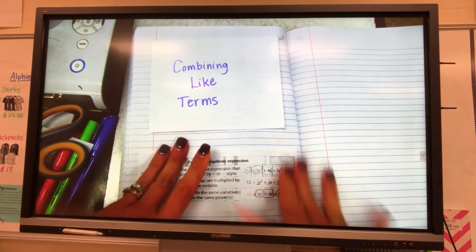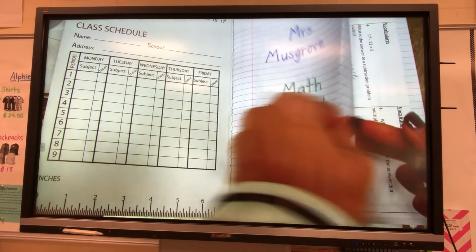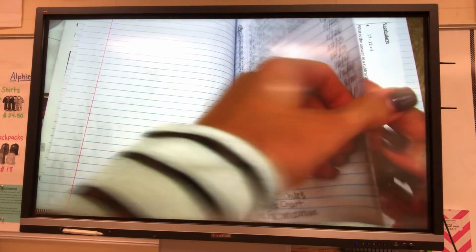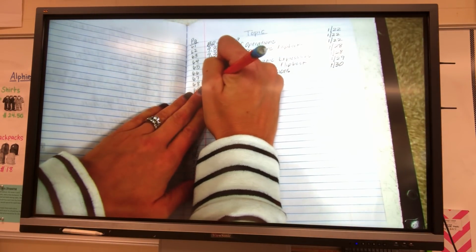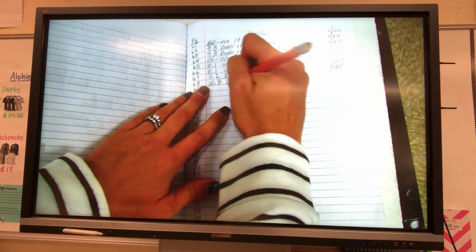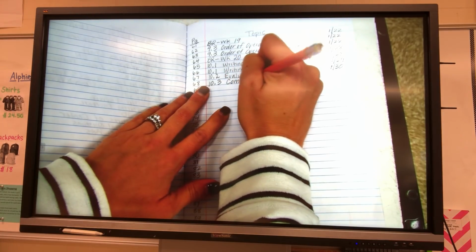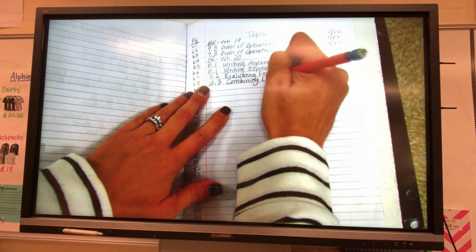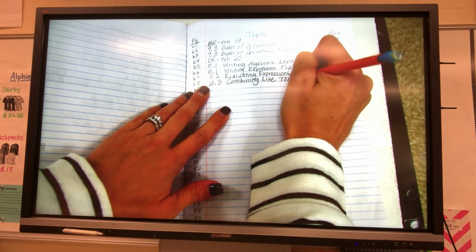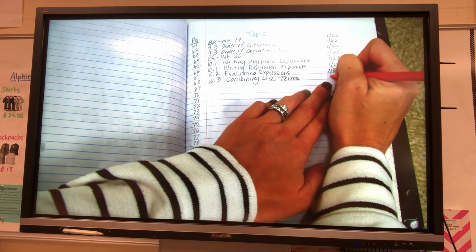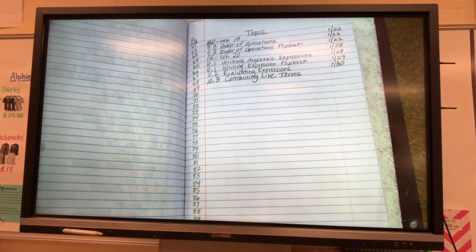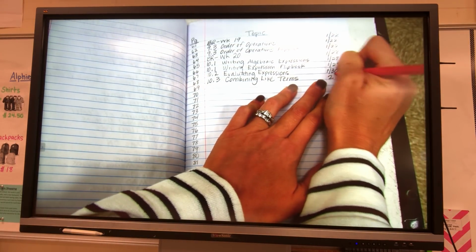So now let's move to our table of contents. And we are on page 68. On 68, it's 10.3, combining like terms. And today is February the 1st, so 2-1. Oh, you don't need dates. I forgot.